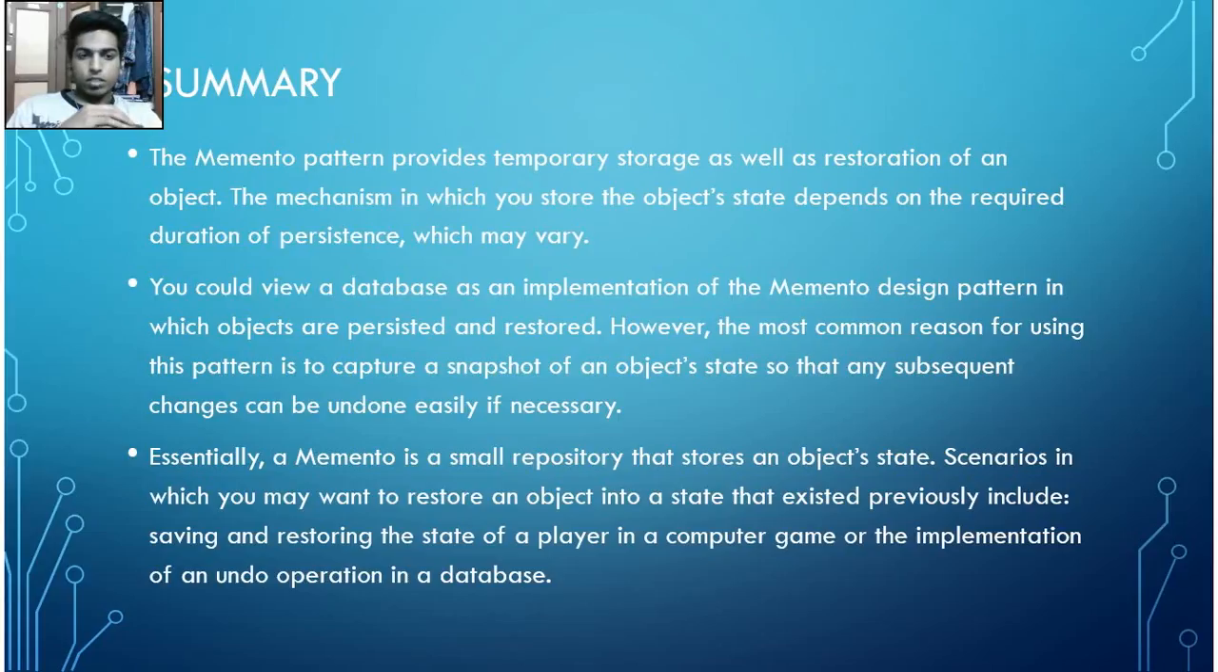The next paragraph says you could view a database as an implementation of the memento design pattern in which objects are persisted and restored. However, the most common reason for using this design pattern is to capture a snapshot of an object state so that any subsequent changes can be undone easily if necessary. Essentially, a memento is a small repository that stores object state. Scenarios in which you may want to restore an object into a state that existed previously include saving and restoring the state of a player in a computer game or implementation of an undo operation in a database.